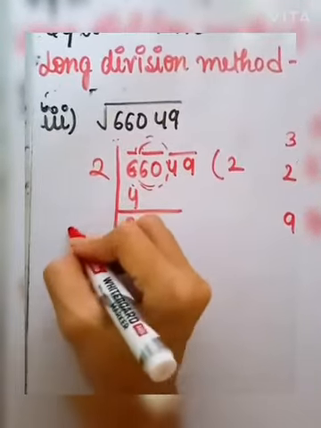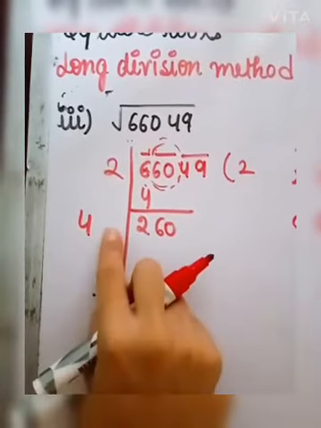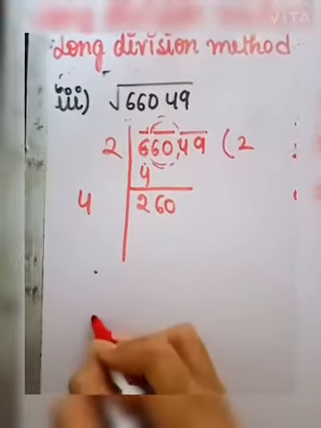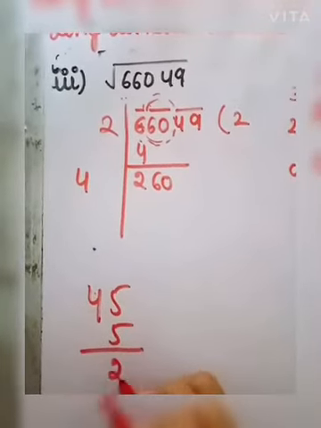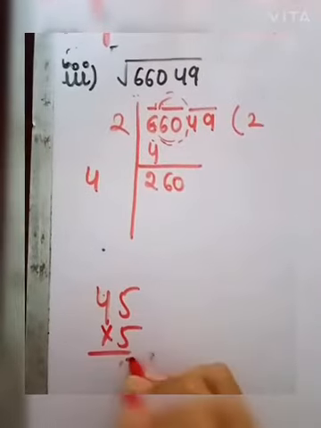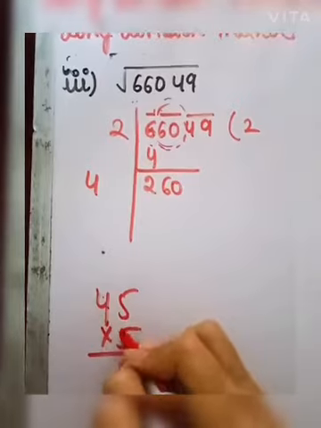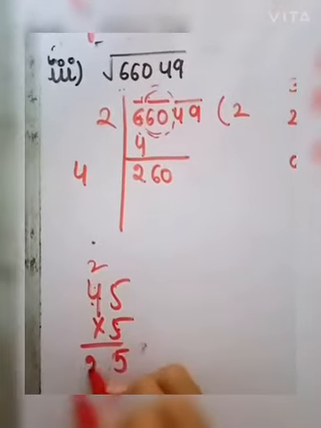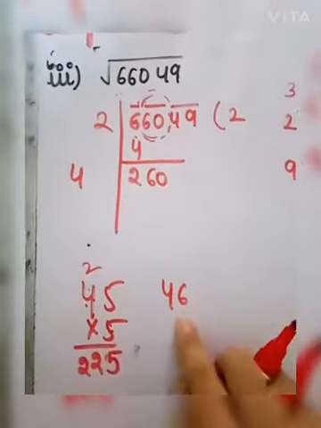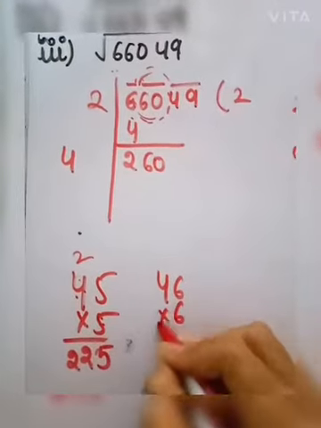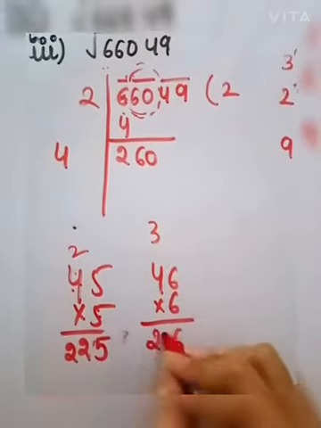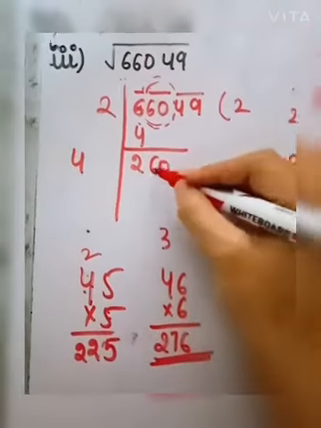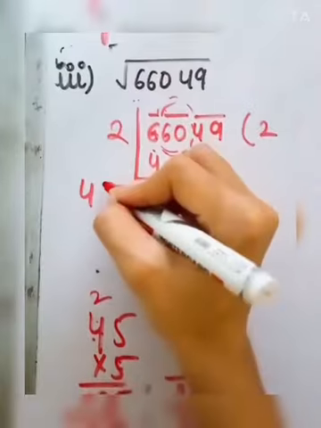Now do the double of 2. Double of 2 is 4. Now think of a number by which we will multiply here. 45. 5 5s are 25. 5 2s are 10. 5 4s are 20. 20 plus 2, 22. If we take 46, multiply this by 6. The number we write, we multiply by that same number. 6 6s are 36. 6 4s are 24. 25, 26, 27. Now see this 276 is greater than 260, so we will take 5 down.